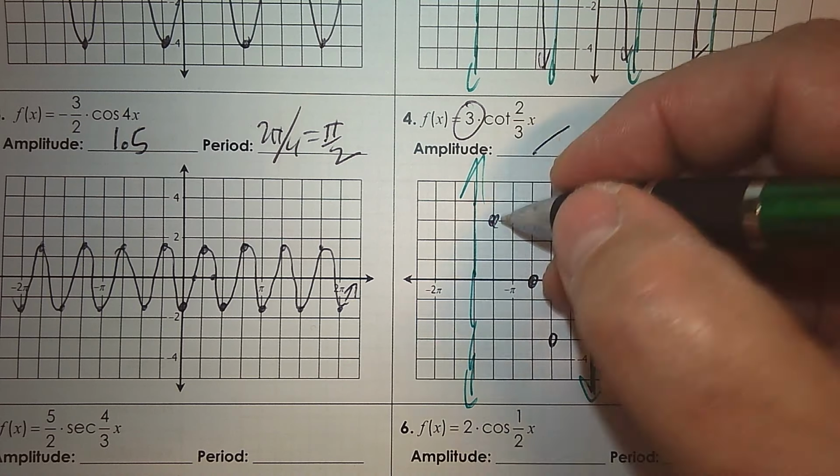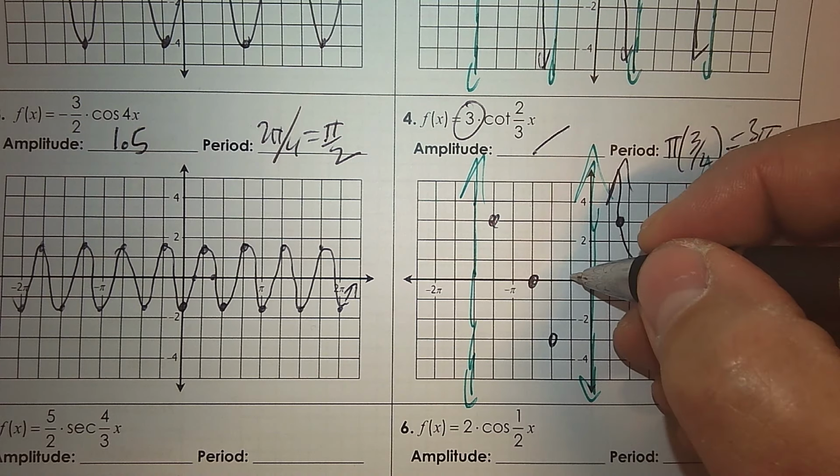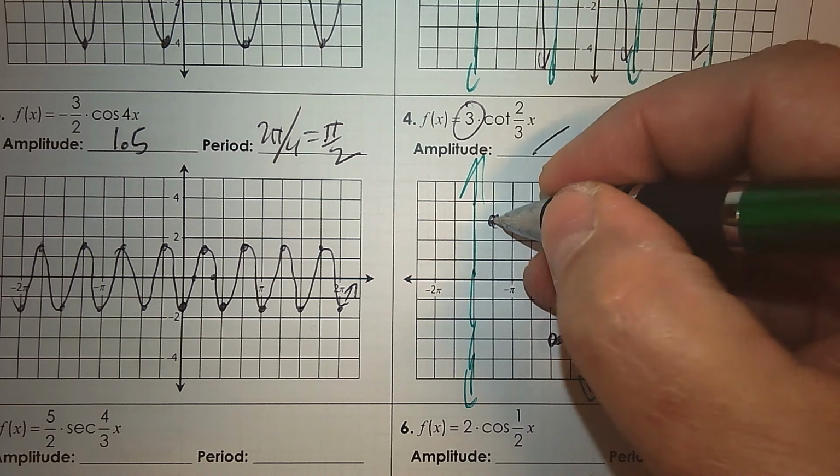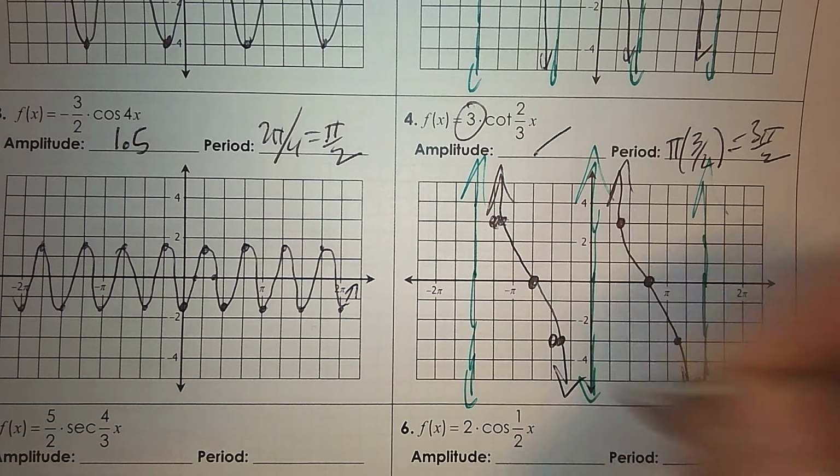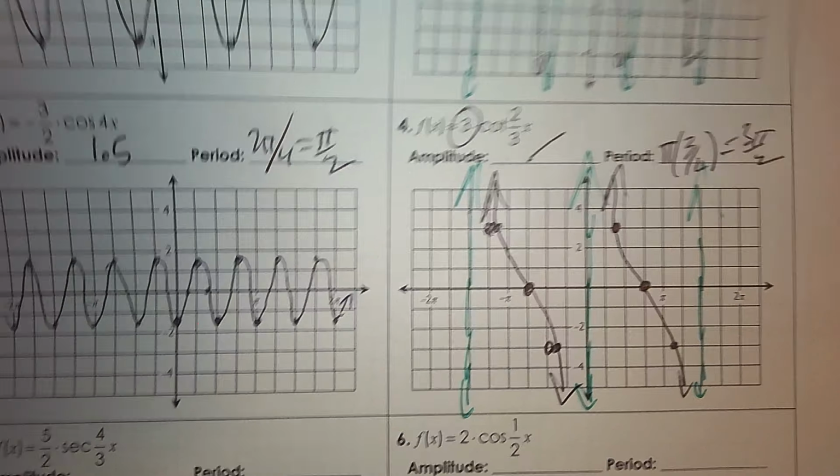Oops. In the middle. So it's like over here. In the middle, it's like here. It's in the middle of the boxes. And you did it. All right, number 5.